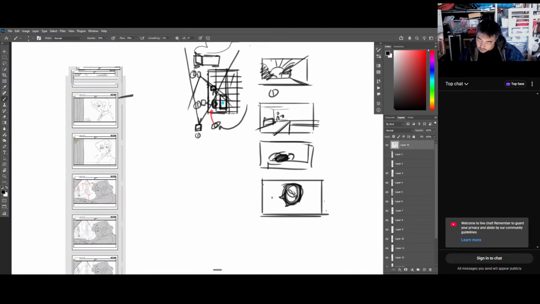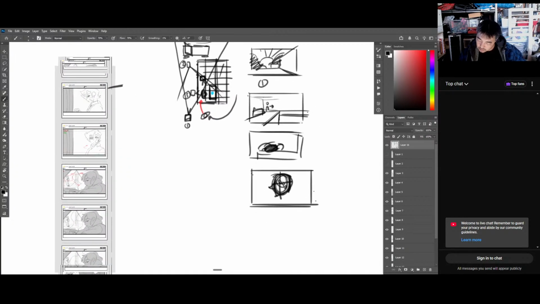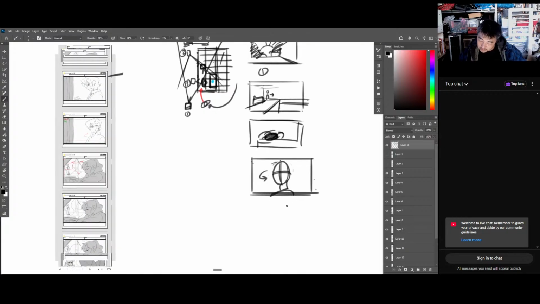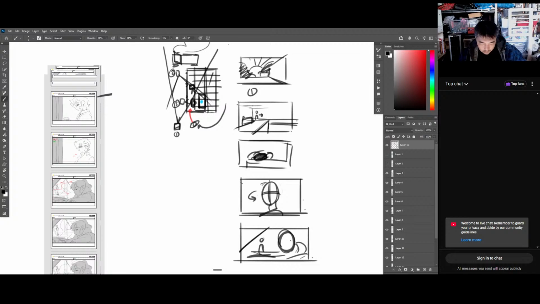And then we go from here, and then he turns. I would just go like this to this, turns this way, and we pull out to this shot like this. So already there's a lot of shots going on, a lot of setups.